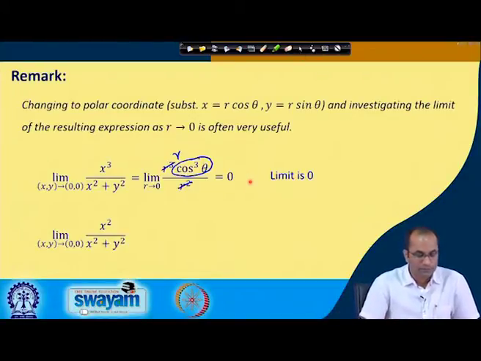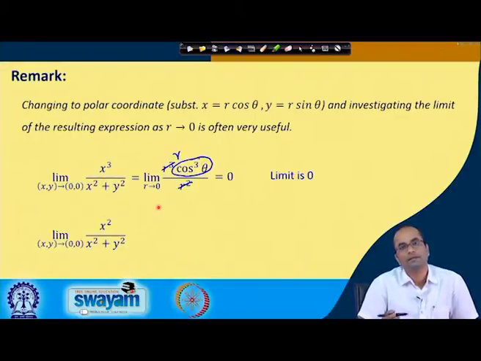So, limit is 0. In another example, what we have seen, this changing to polar coordinate is also useful for determining that the limit does not exist. So, this was the case when limit exists.